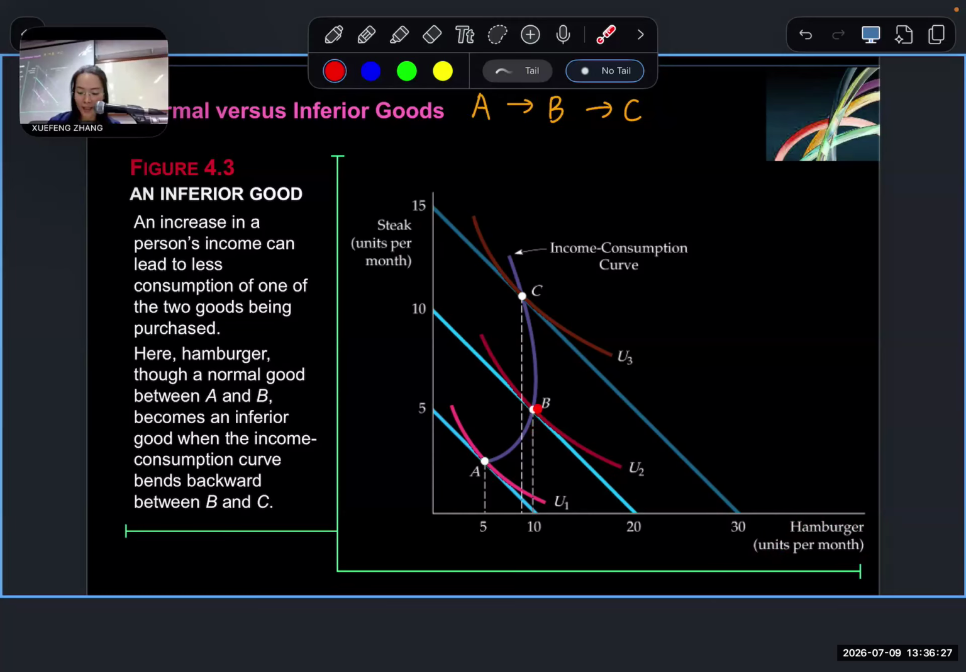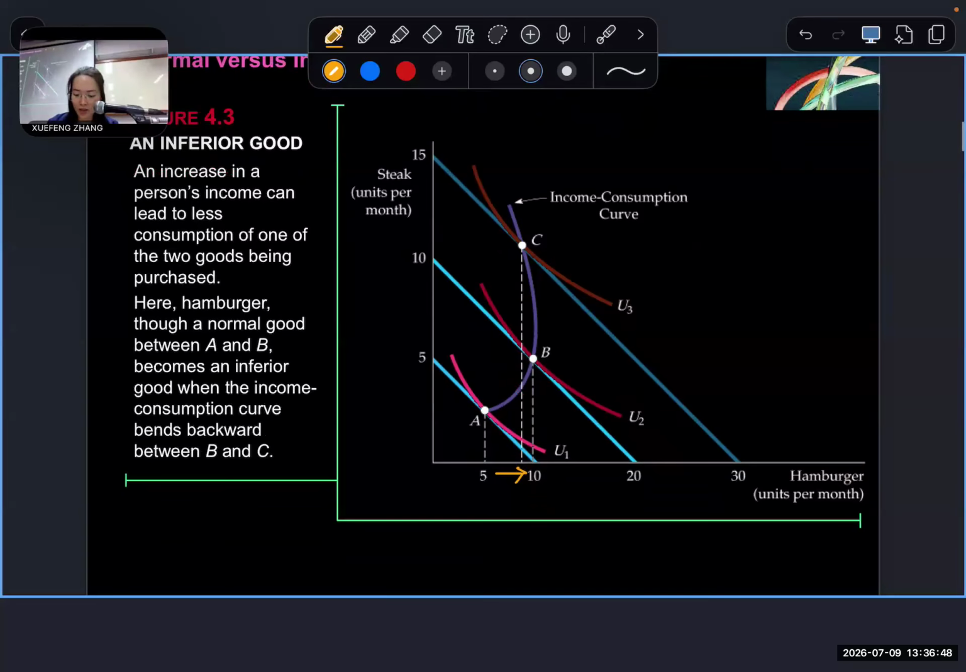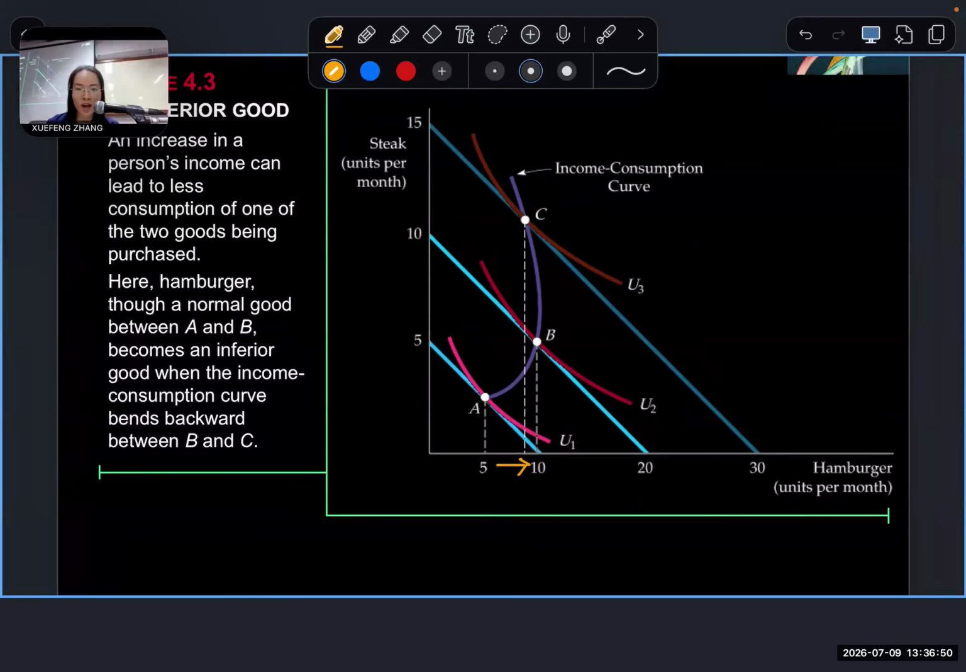Okay. And then when our income increases to medium, our budget line gonna shift parallel outwards, right? And then we have our optimal, which is point B. So here we actually buy more hamburgers, right? From 5 to 10. Of course, this means that with more income, we buy more hamburgers. So this means hamburger here from A to B is a normal good.